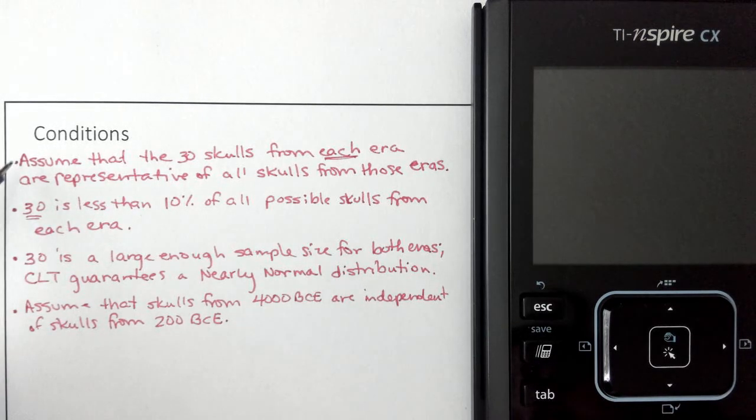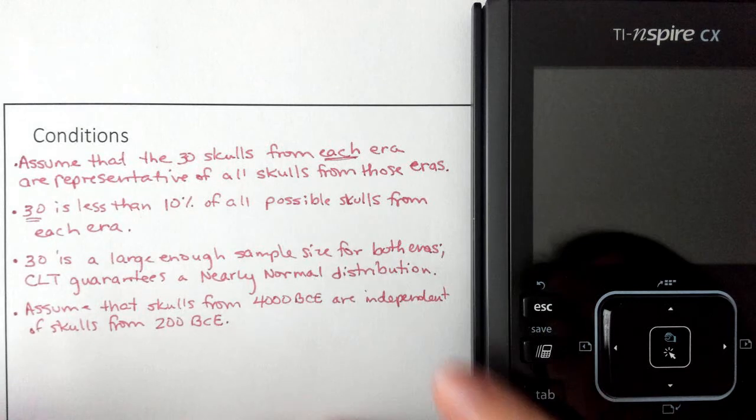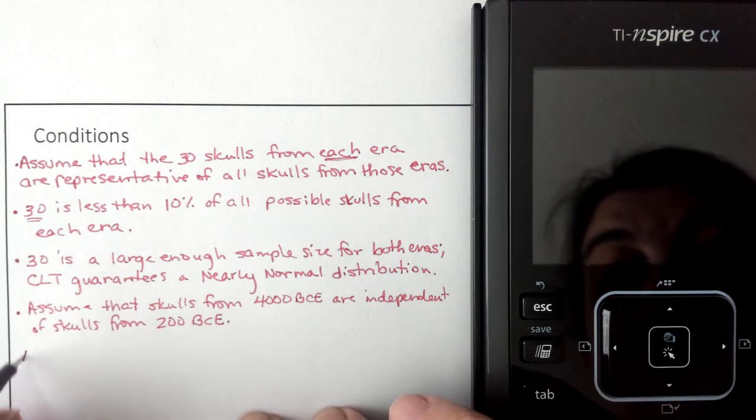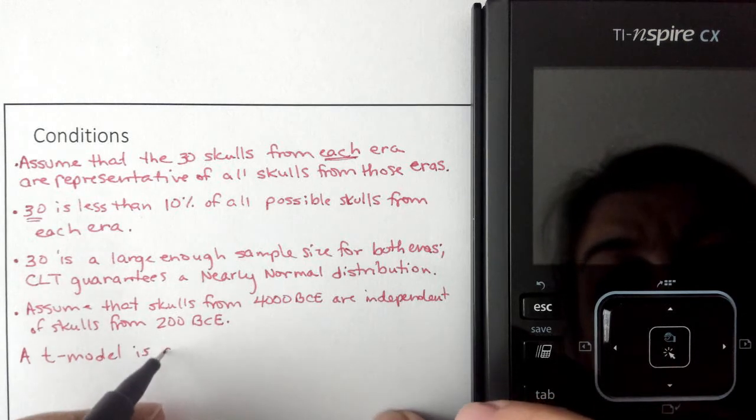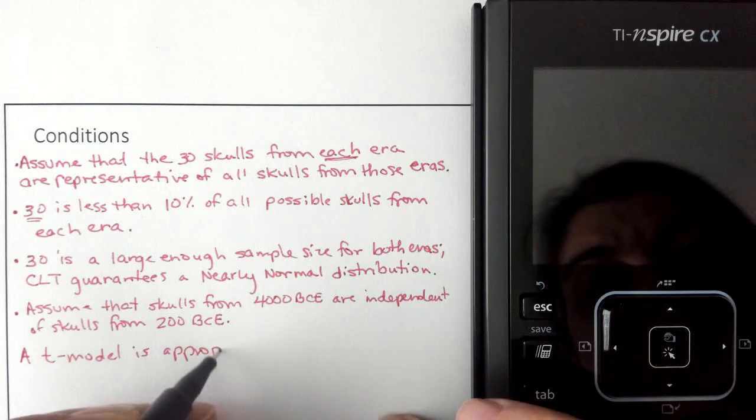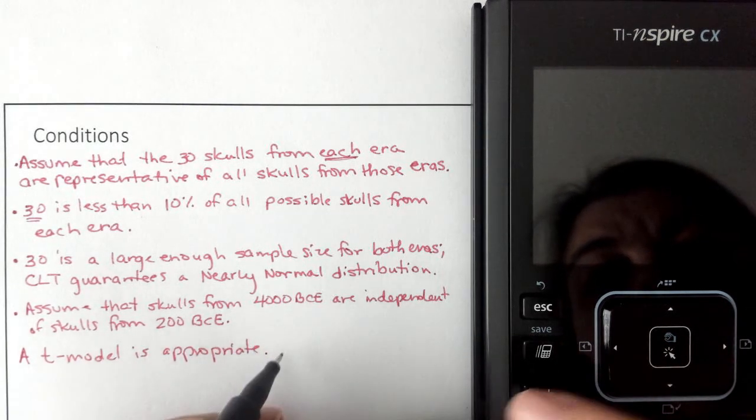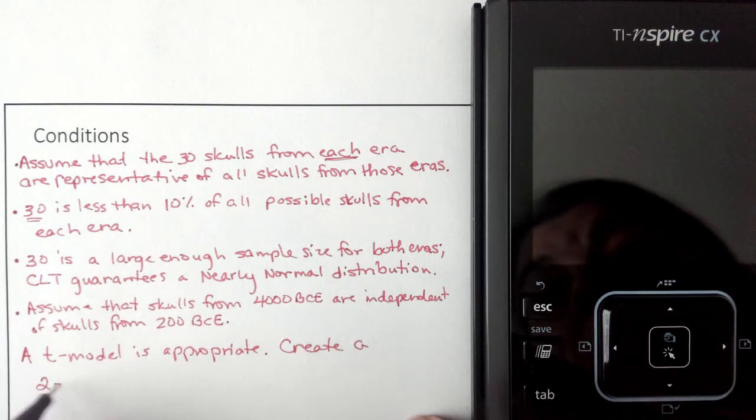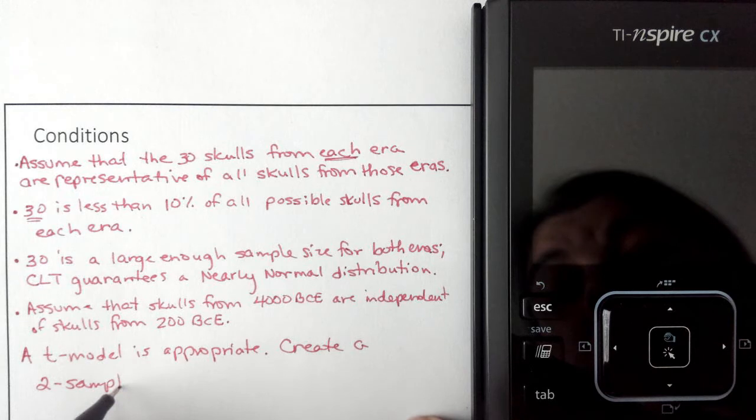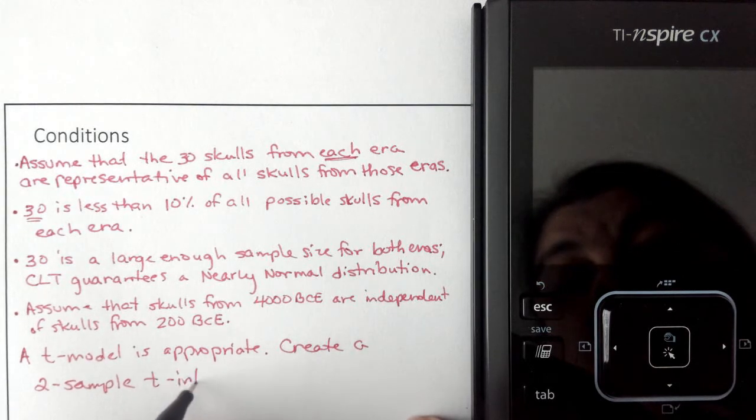Well, there's no reason to believe that any of these aren't okay, so we are going to conclude that a t-model is appropriate, or can be used, however you want to say that. And we're going to create a 2-sample t interval.